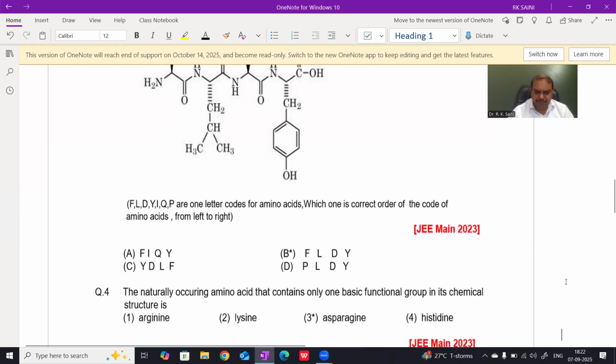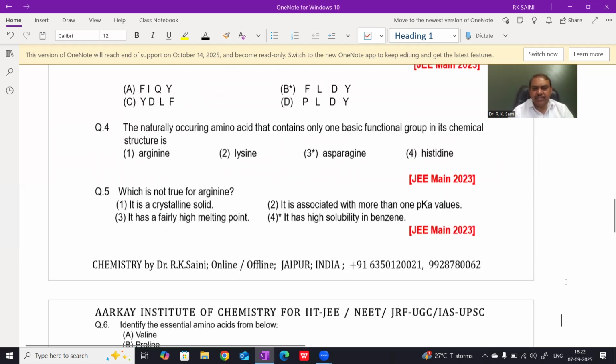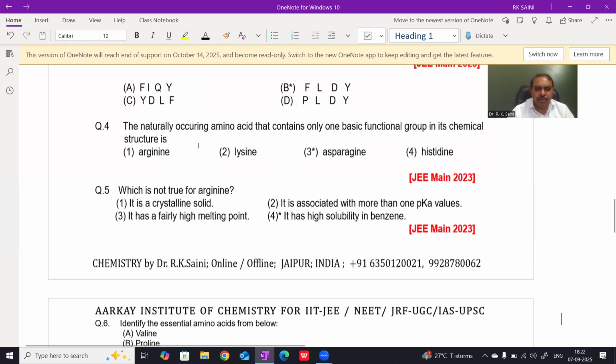Another question. This question is also related to the structure of amino acids: natural occurring amino acid that contains only one basic functional group in its chemical structure. See the name. Question: which is not true about arginine? Crystalline. It means this question is related to the physical properties of amino acids.